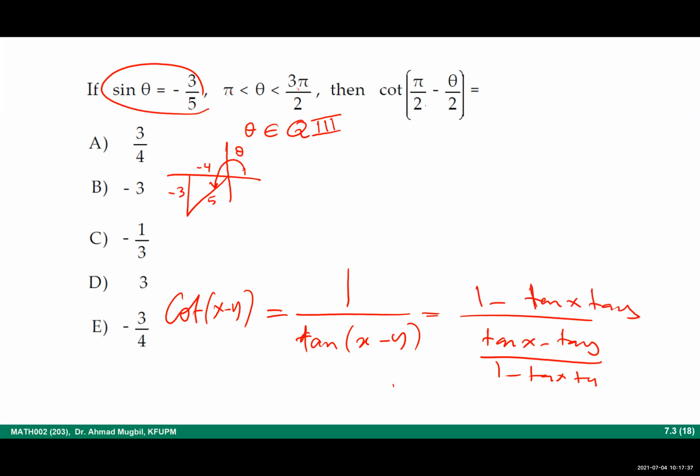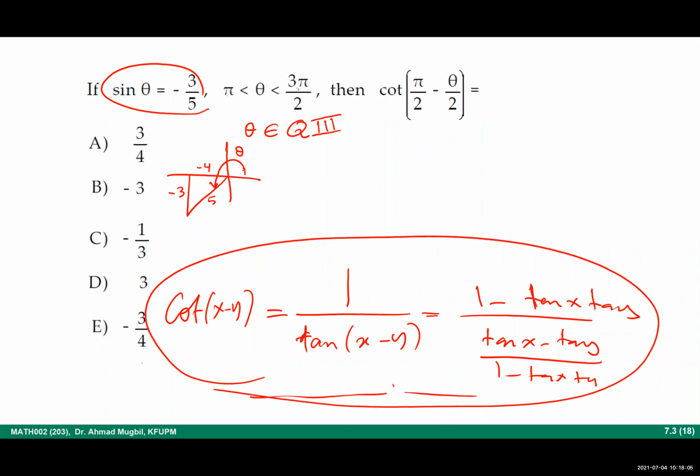You can just put x equals pi over 2 and y equals theta over 2. But this will be so long. It will be very long. There is a better and nicer trick to be used here. Who can tell me what it is, and he will get a bonus? What we can do about cotan of pi over 2 minus theta over 2, in a better and easier way? Here we used the subtraction formula for tangent.